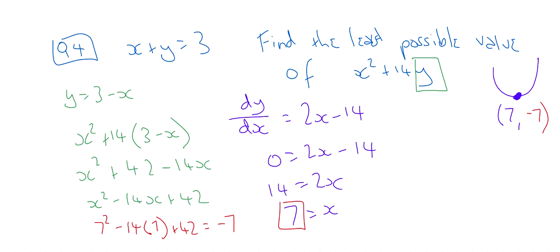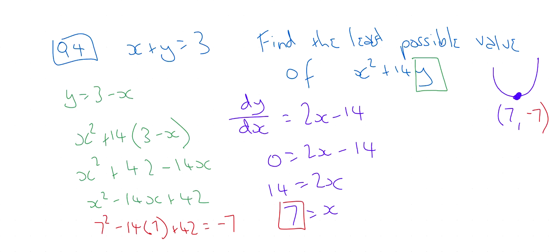Sorry, why is y what? Because that's the y coordinate of this, the least possible value, right? So going sideways is just telling me the value of x, whereas the value of the function is going up and down, right? So that's always going to be the y coordinate.